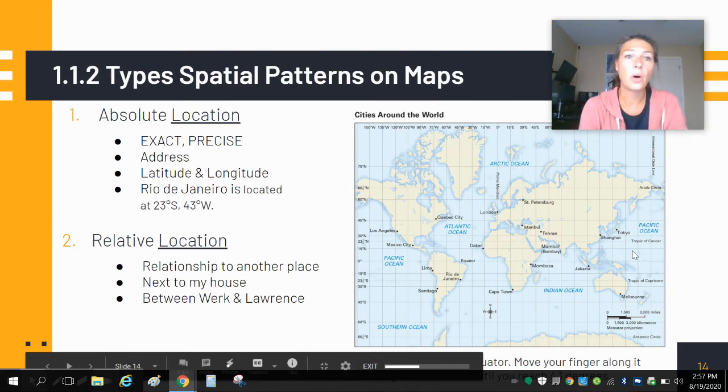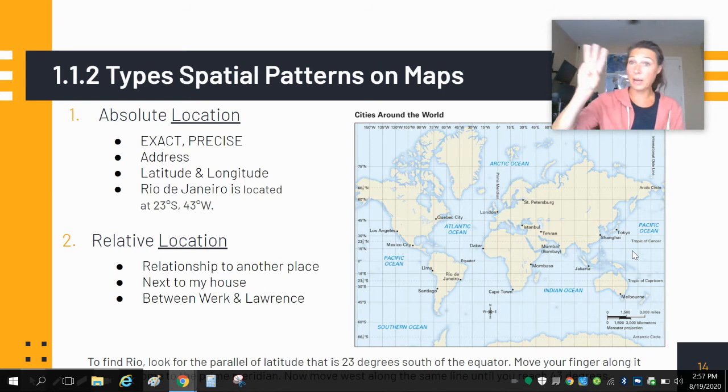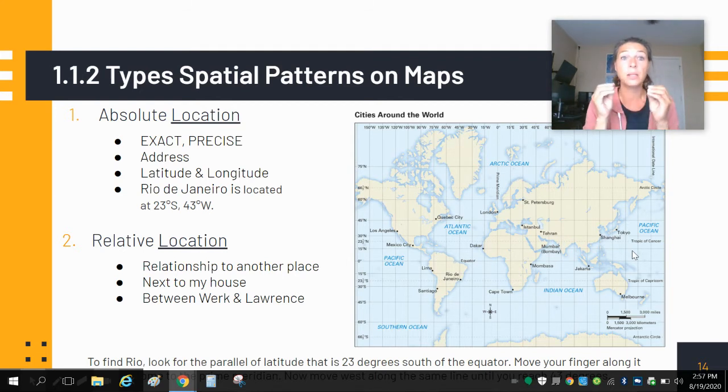Okay, so absolute location and relative location. You're going to see three different absolutes and three different relatives, and they all kind of connect, and they are basically the same. When you see something that says absolute, it's exact and precise. When you see something relative, it's close, nearby, sort of this way. It's not precise. So when you talk about absolute location, what we're talking about is latitude and longitude.